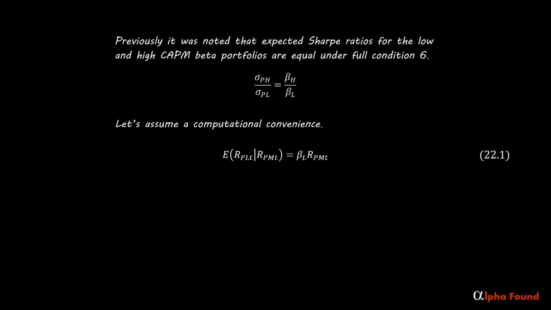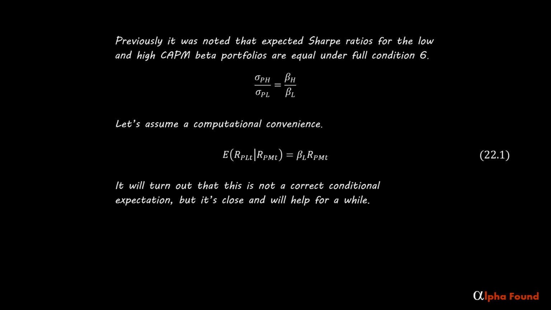Previously, it was noted that expected Sharpe ratios for the low and high CAPM beta portfolios are equal under full condition 6. Let's assume, as a computational convenience, that the expected low perturbation in period t given the market perturbation in period t equals the low ideal beta times the market perturbation. It will turn out that this is not a correct conditional expectation, but it's close and will help for a while.